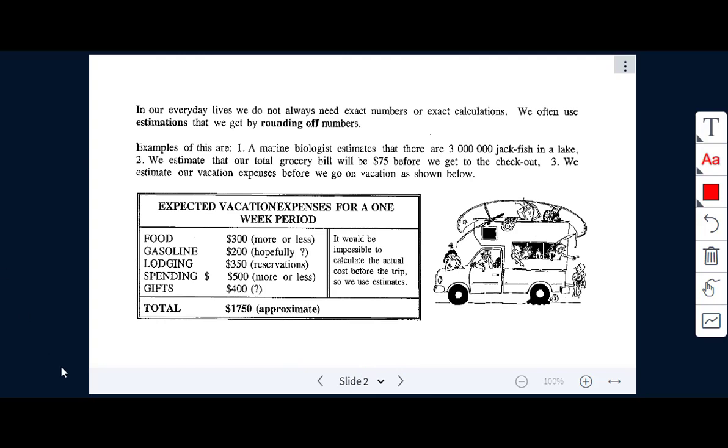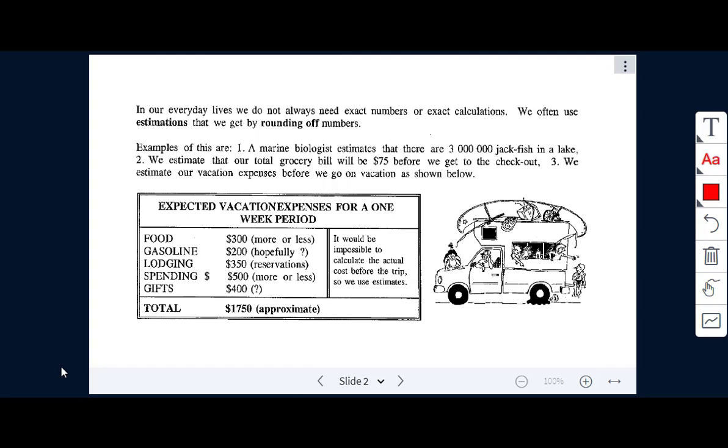Usually in our everyday lives, we don't always need to be using exact numbers or exact calculations. Like if you're shopping or if you're going on a trip, usually you're going to estimate how much money you need, for example. So we use estimations, and we get those estimations by rounding off numbers. So for example, a marine biologist is going to make an estimate that there's maybe about 3 million jackfish in a lake.